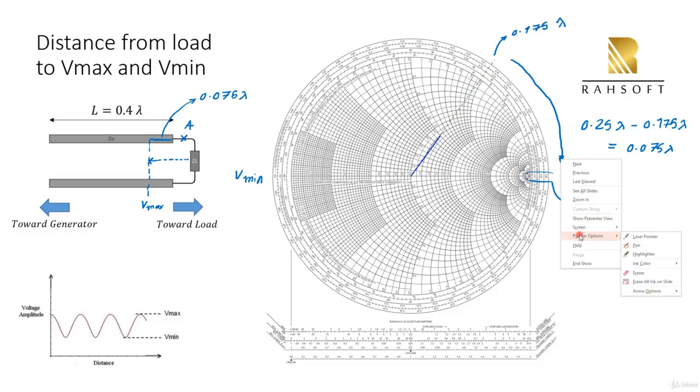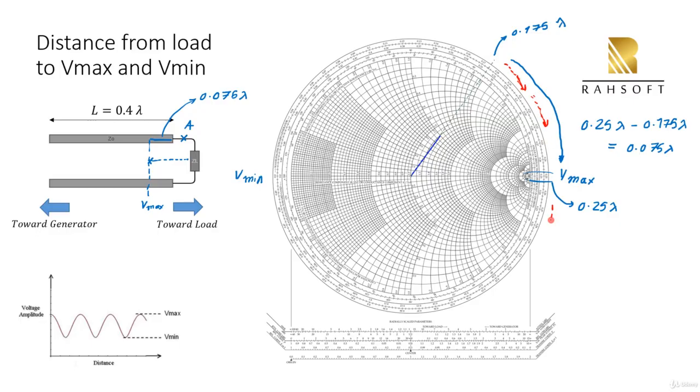So let's go to Vmin. That's the same idea. Let me show it with the red color. I'm going to again start from this point and rotate like this, so I will reach my Vmin. And what is Vmin? It's 0.5 lambda, we know this.